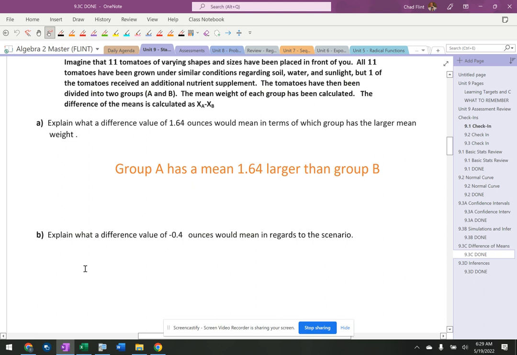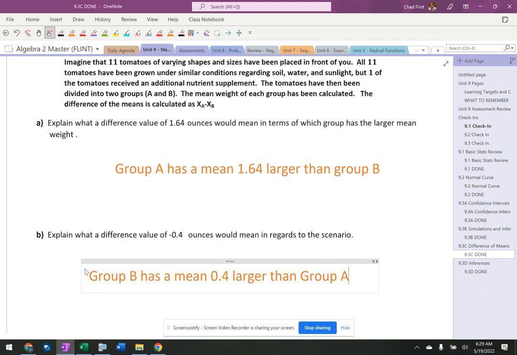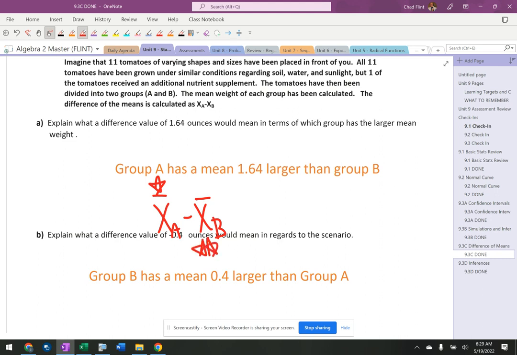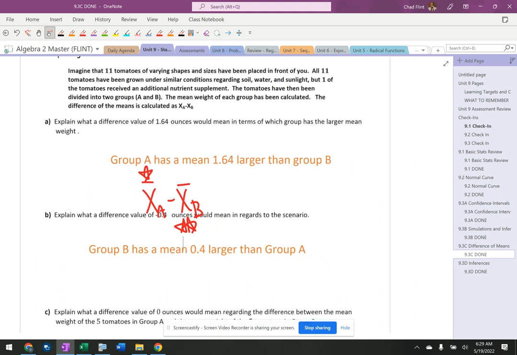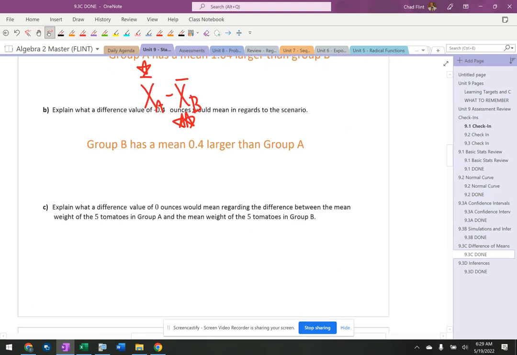Okay, what does the difference of negative 0.4 mean? Well, that means that I did A minus B and I got a negative number. So that means group B has a mean 0.4 larger than group A. All right, because when I do X bar A minus X bar B, if I get a positive number, it means that A had to be bigger. But if I get a negative number, it means B had to be bigger, okay? Just in terms of really regular, normal subtraction rules, all right?